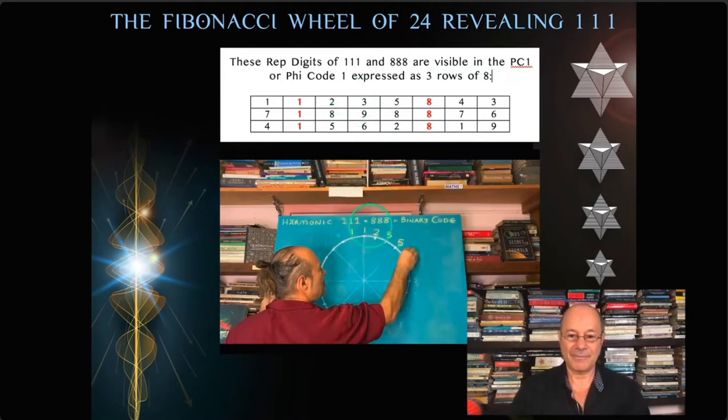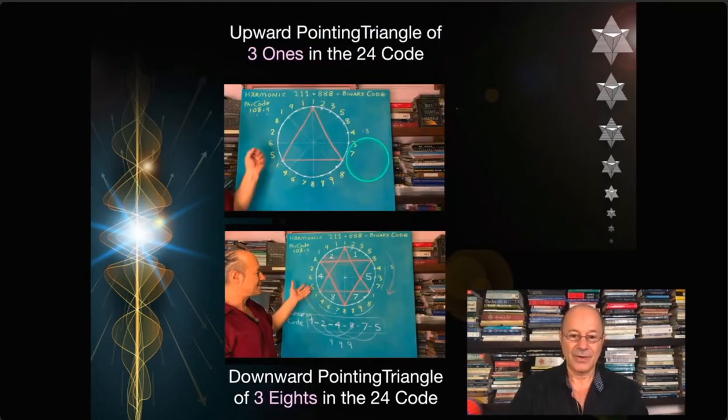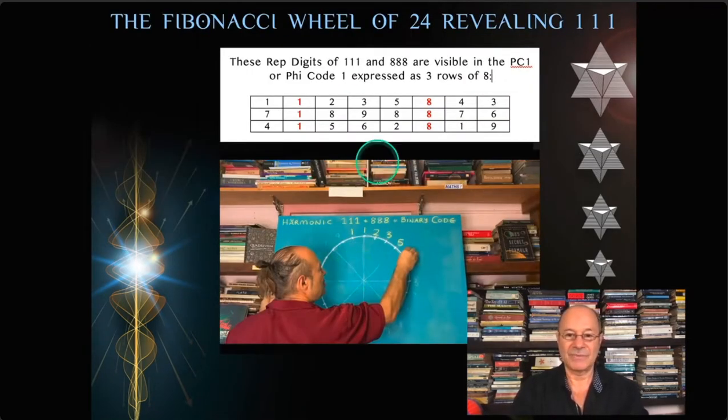So when we plot these numbers, 1, 1, 2, 3, 5, on the circle, and we examine where all the ones are, we see that there's a triangle of 3 ones here, and if you explore where the 3 eights are, there's an inverted triangle. So all the 1s and 8s in the 24 code of the Fibonacci sequence together make the Star of David. I decided to put the 24 code into 3 rows of 8, and this revealed the internal symmetry.